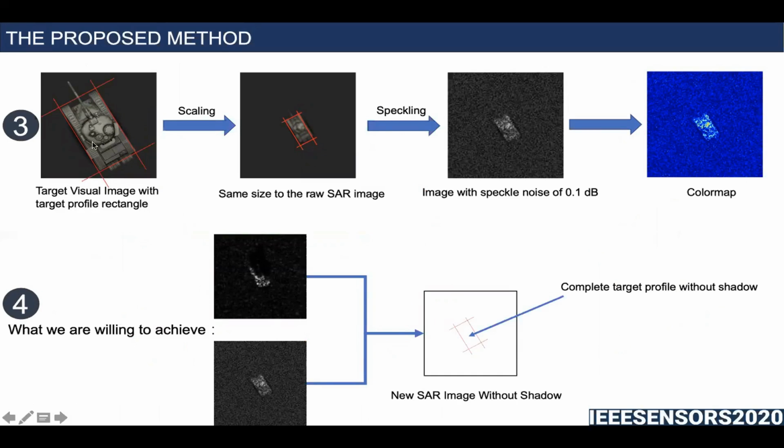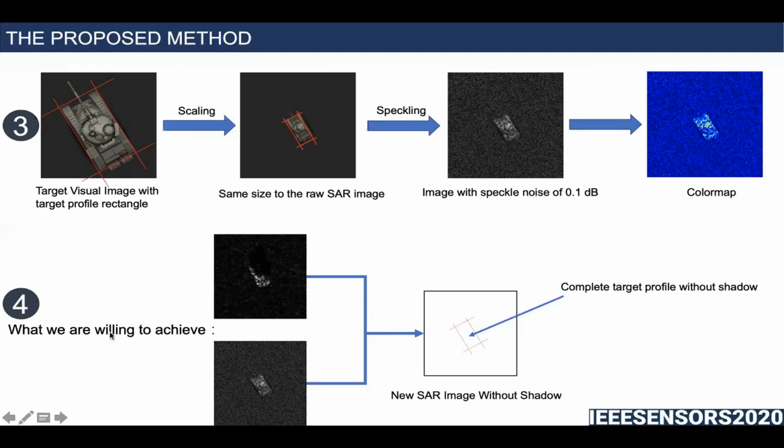In step 3, we are going to use a visual model. This tank is a visual model which is filled in the rectangle area that we are interested in. By scaling the size of the rectangle, we could scale it to the same size as the raw SAR image. To simulate a SAR image, we add speckle noise of 0.1 dB to simulate a SAR image with the visual model. And this is the color map of the simulated SAR image.